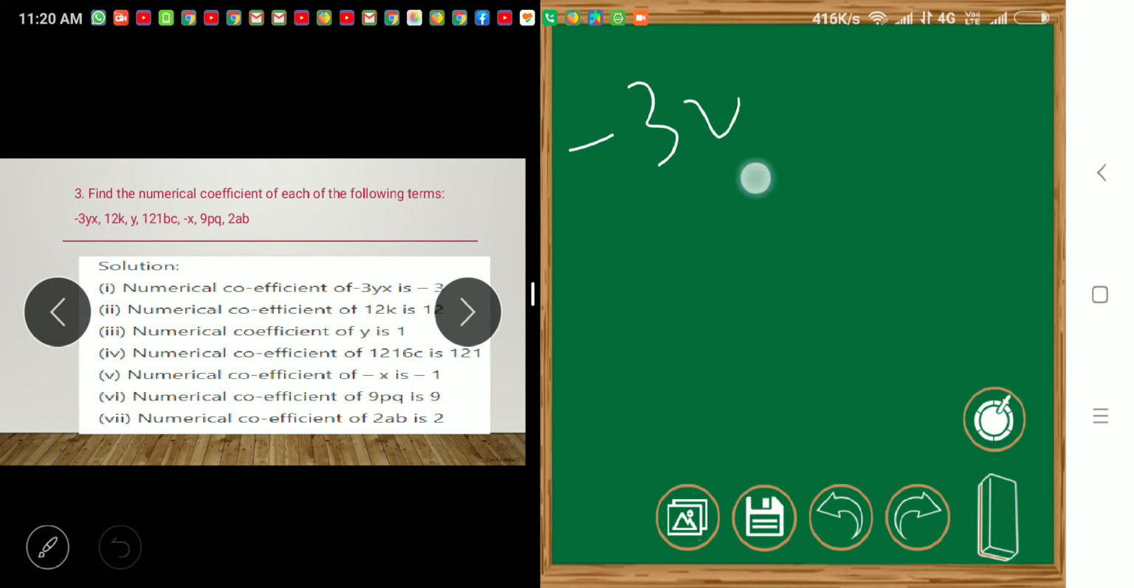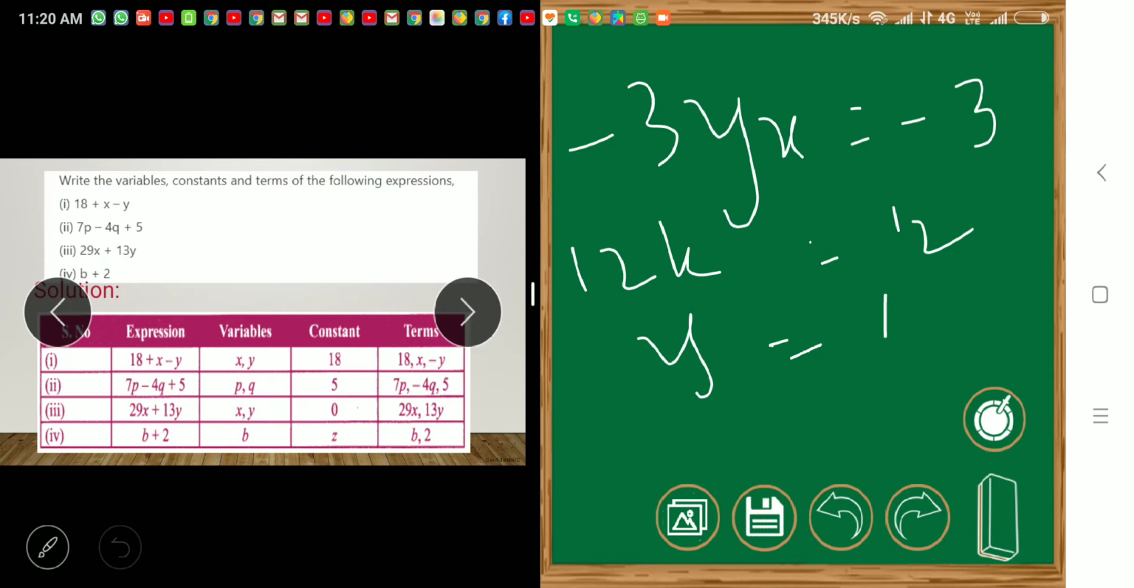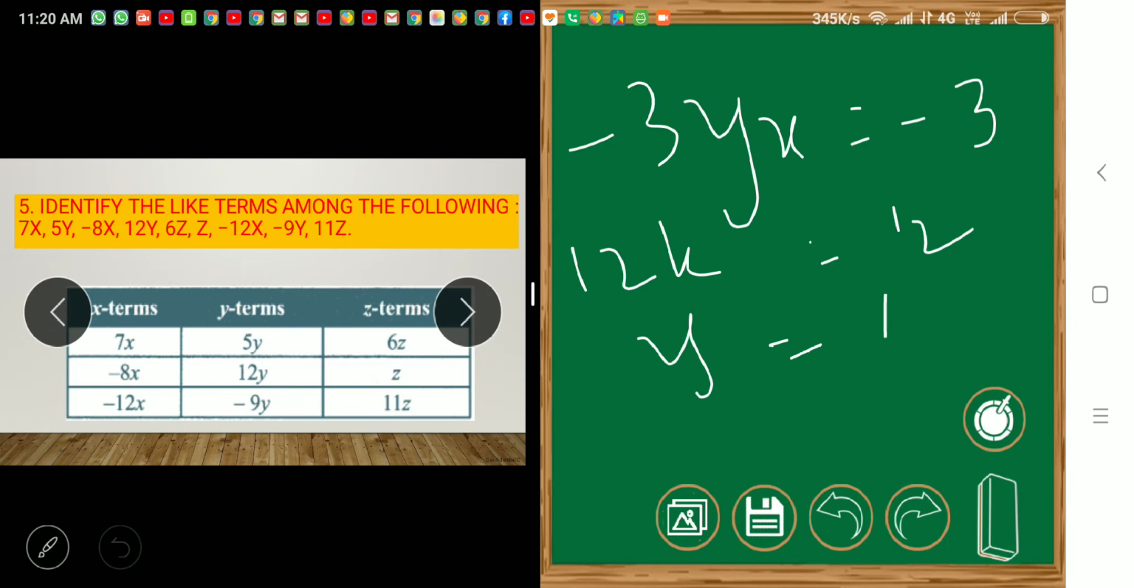Minus 3yx. What is the numerical coefficient here? Minus 3. Don't forget to write the sign. 12k, it is 12. Y is 1. Already we have learnt these. It's repeated, these are all things we have learnt.